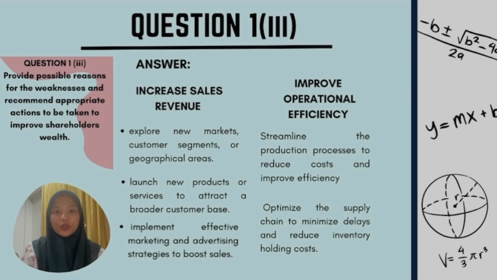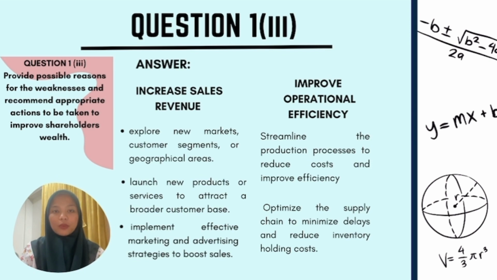For question 1.3 Roman, provide possible reasons for the weaknesses and recommend appropriate actions to be taken to improve shareholders' wealth. There are so many suggestions that can be an action to be taken to improve shareholder wealth.